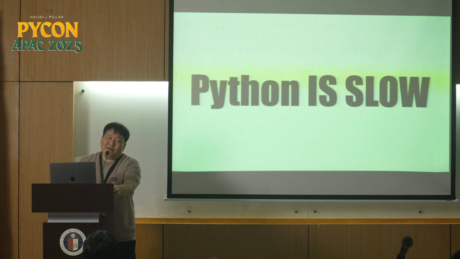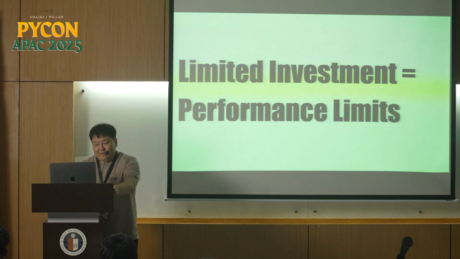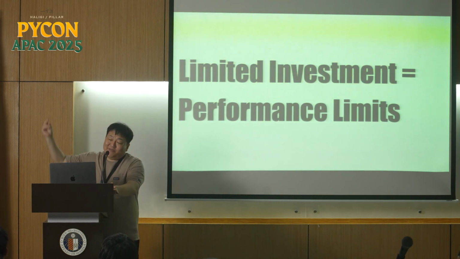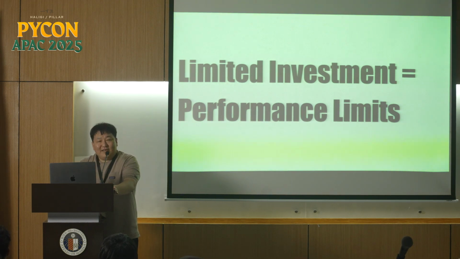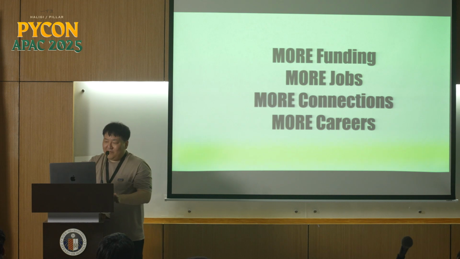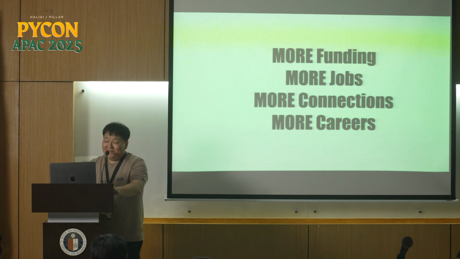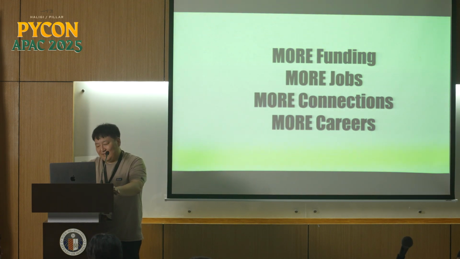Yeah, Python is slow. Everybody talks about that. Why? Because Python runs everywhere. Everywhere, even on satellites, or even going to Mars with Elon Musk. But Python is everywhere, so it's slow. So why slow? Because of the money. Limited investment means performance limits. Yeah, we need more money. More funding means more jobs and more connections.